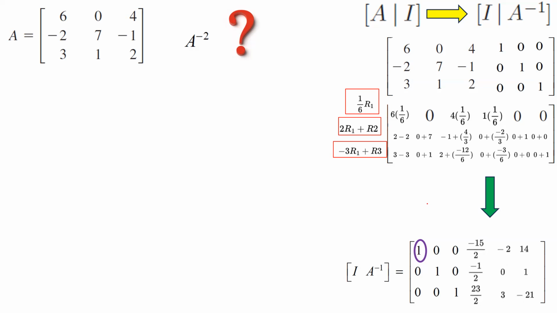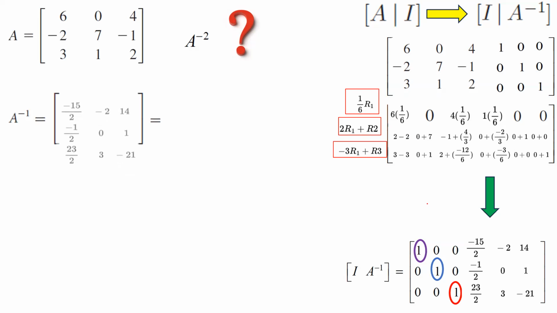After converting the left-hand side into the identity matrix, your inverse matrix becomes negative 15 over 2, negative 2, 14, negative 1 over 2, 0, 1, 23 over 2, 3, negative 21. And make sure you have 1 on the pivot on the left-hand side. So we found the inverse of the matrix.